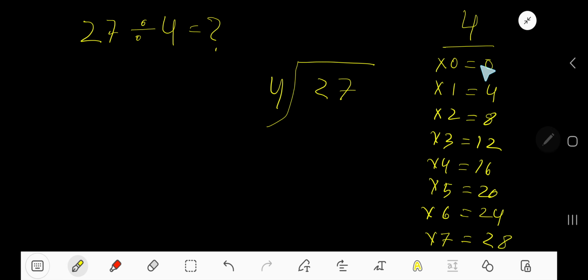To find the multiplication table of 4, just add 4 to the previous step. 0 plus 4 is 4, 4 plus 4 is 8, 8 plus 4 is 12, 12 plus 4 is 16, 16 plus 4 is 20, 20 plus 4 is 24.